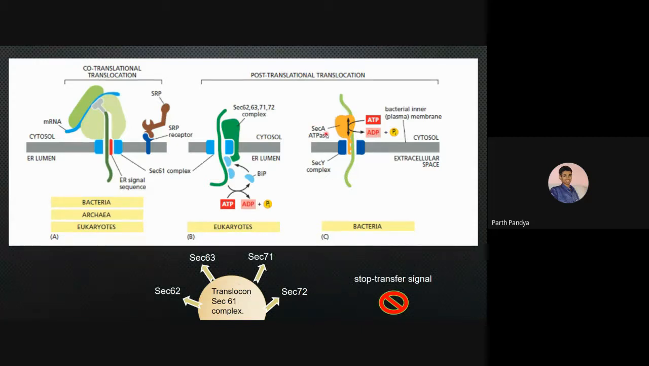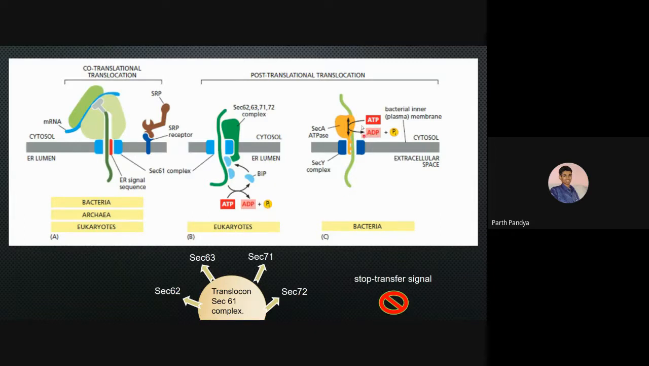In case of bacterial post-translational translocation, there is a homologue of the Sec61 translocon complex, called SecA ATPase and the SecY complex. Together, SecA and SecY are found in bacteria, whereas in eukaryotes it is the Sec61 complex, which includes 71, 72, 63, and 62. In eukaryotes, chaperone-mediated folding is generated in the ER lumen, whereas in bacteria it happens in the cytosol itself, where ATP is hydrolyzed and the folding happens.